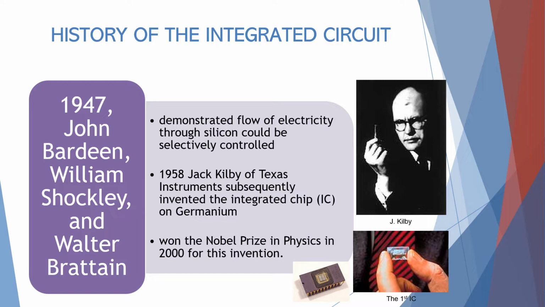So the integrated circuit started in 1947 when John Bardeen, William Shockley and also Walter Brattain demonstrated the flow of electricity through silicon, which can be selectively controlled. Then it goes to 1958 when Jack Kilby of Texas Instruments invented the integrated circuit on germanium. This invention then won the Nobel Prize in Physics in 2000.